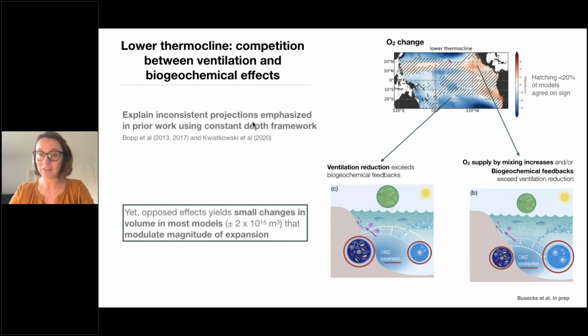However, despite those uncertainties at that lower level, those effects actually yield small changes, and they modulate the magnitude of the expansion, which of course matters, but they don't really change the sign of change, the fact that the OMZ is going to expand according to all our models, except one.